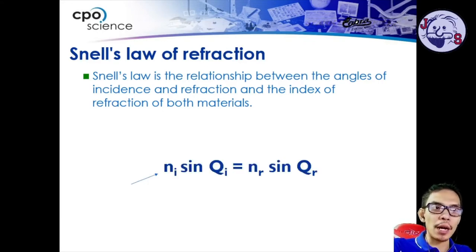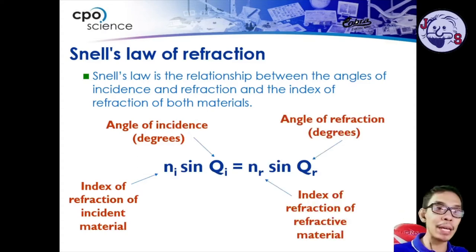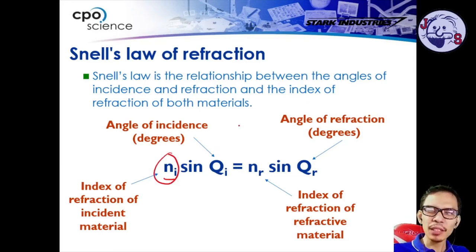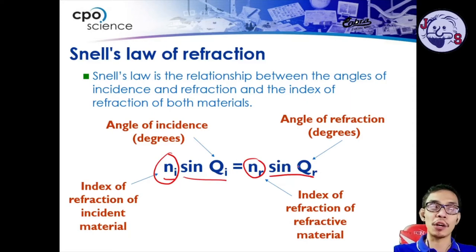Alright, so it is best used with this formula that you have right here, with n being the index of refraction. As you can see here, we have two different materials. The incident light ray comes first to the first material, which has a different index of refraction from the second material in which the light is being refracted. Here we have the angle at which the incident light passes through, and this is the angle at which the refracted light goes through a certain material. So that is Snell's law of refraction.